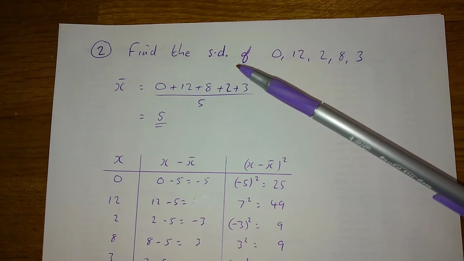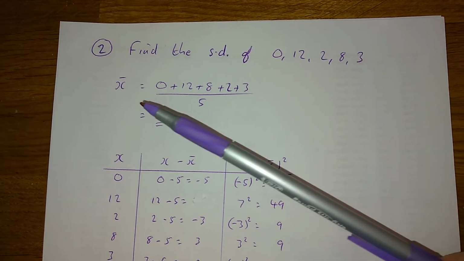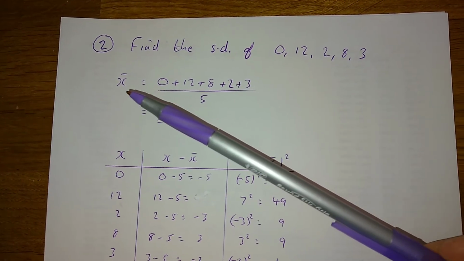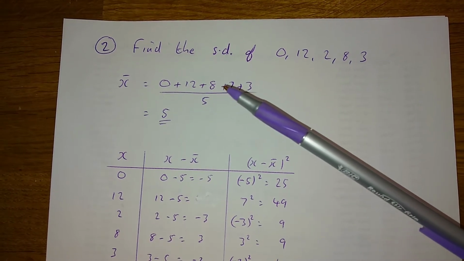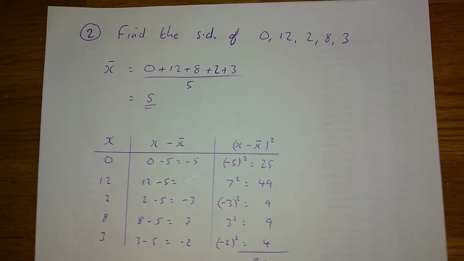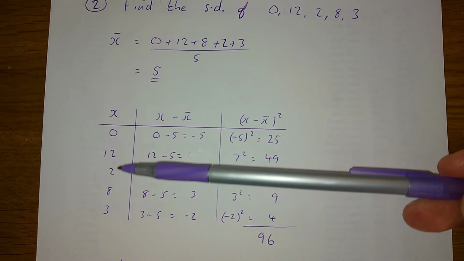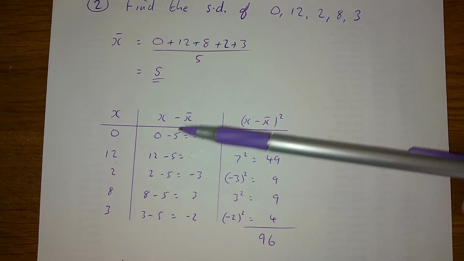So find the standard deviation of 0, 12, 2, 8 and 3. So again, find the mean first. So x bar is 0 plus 12 plus 8 plus 2 plus 3 all over 5, which comes out as 5 again. And then do the table again. So 0, 12, 2, 8 and 3.